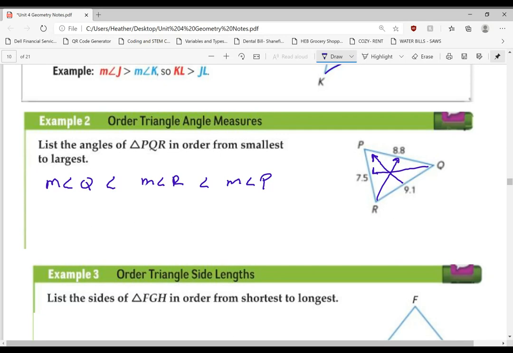Because if we look at the opposite sides, the opposite side of Q is 7.5, the opposite side of R is 8.8, and the opposite side of P is 9.1. So this makes sense. So that means this is our answer.